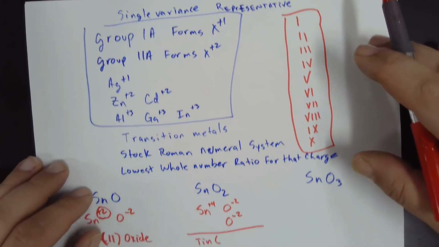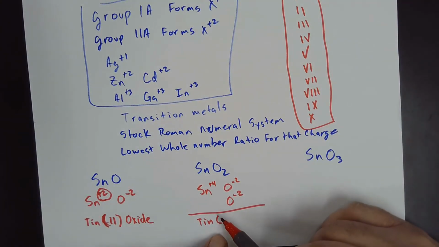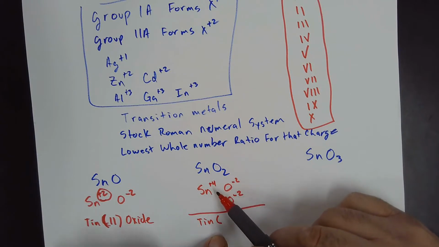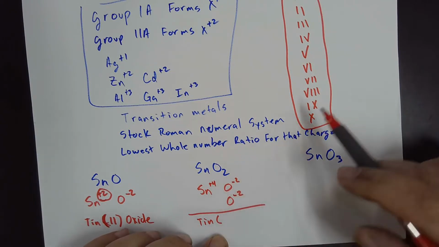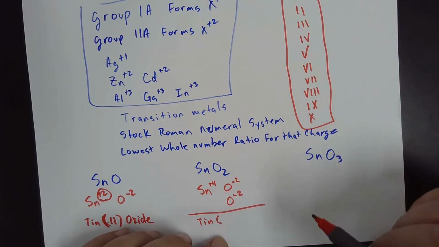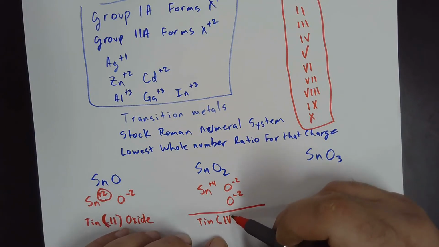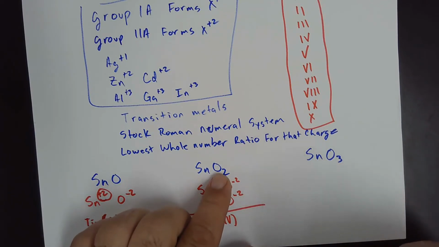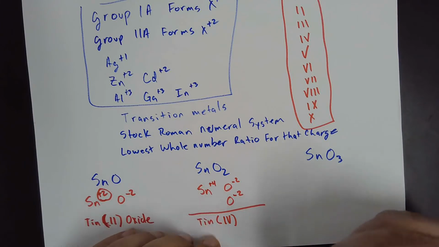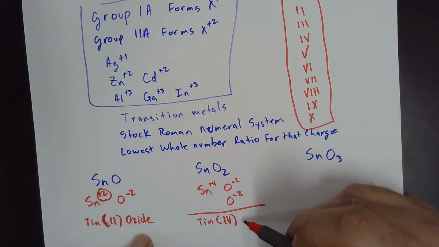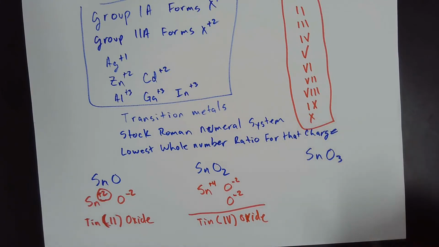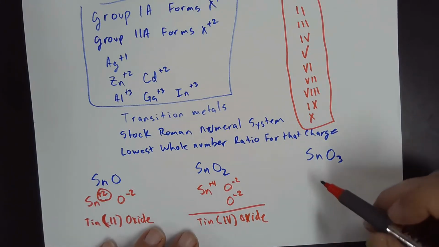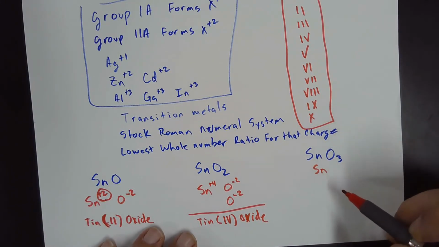Okay? So let's see. What are we going to put in for this tin? It has a +4 charge. What Roman numeral are we going to put in to indicate a +4? It'd be the IV, exactly. And then what's my anion going to be again? It's the same thing. Nothing's changed here. Everybody with me?